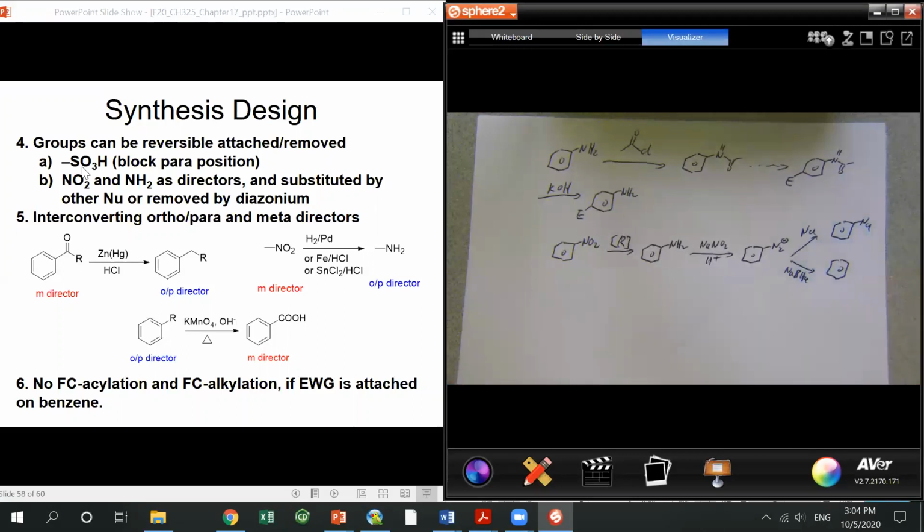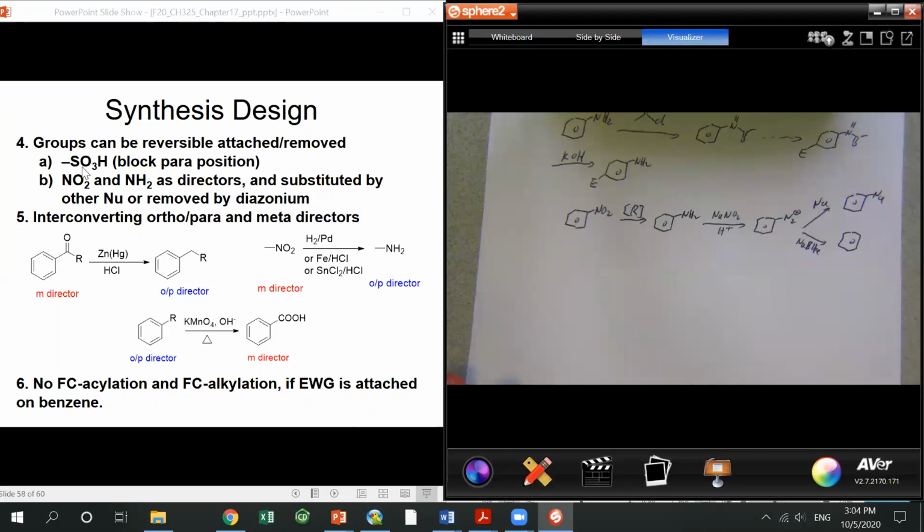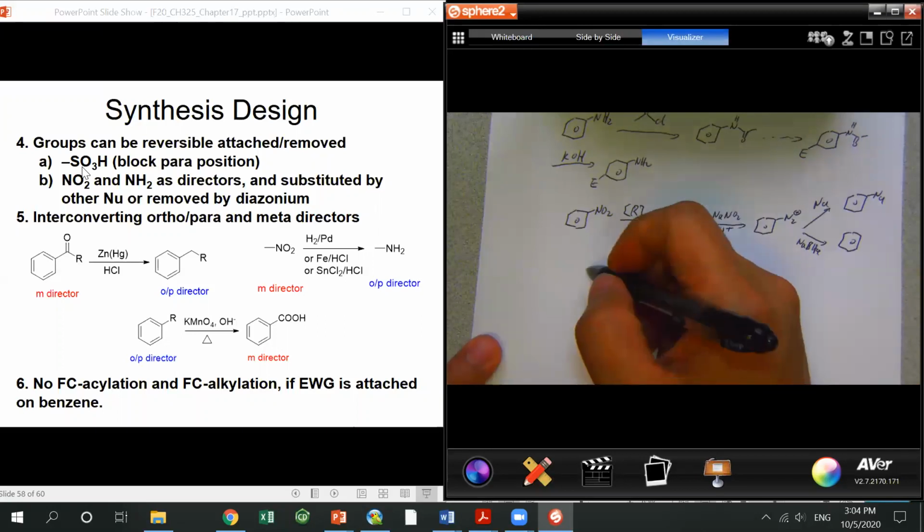Especially with this bottom strategy, it looks like pretty much no reaction happened. So it's a pretty cool application of this reaction. Let me give you one example.